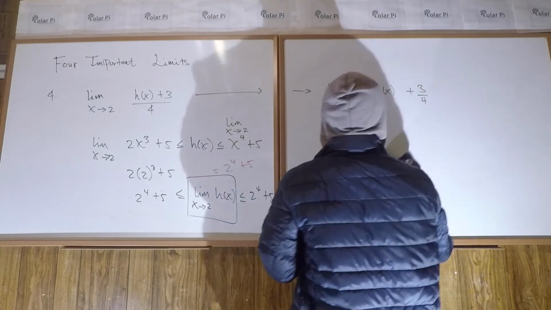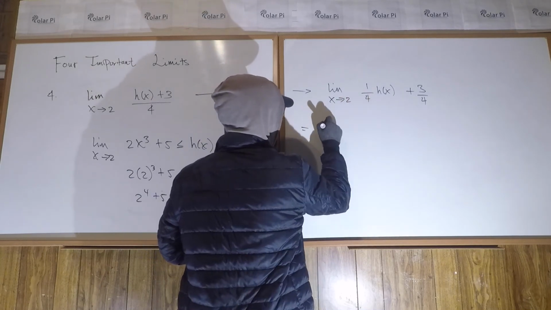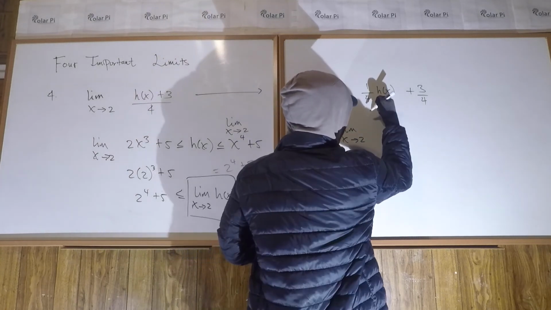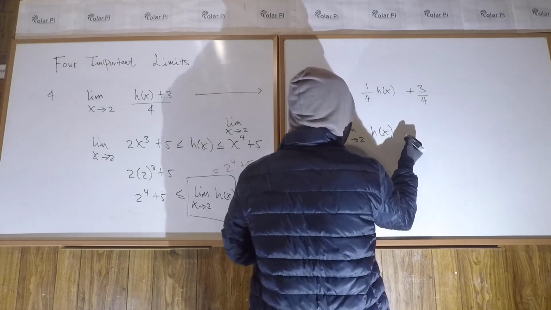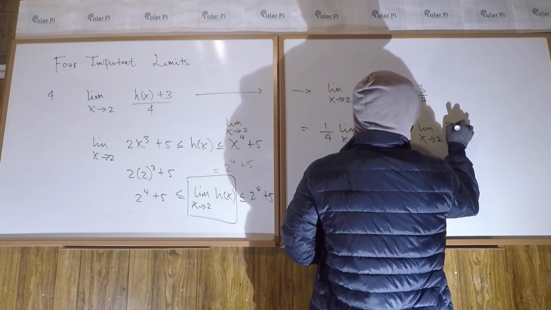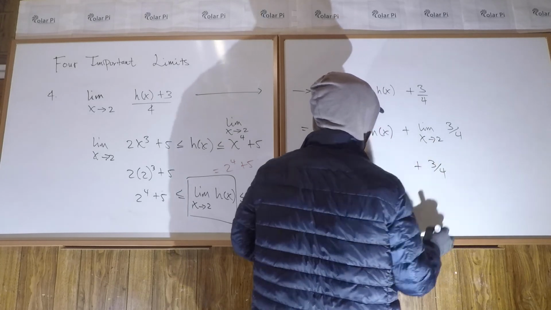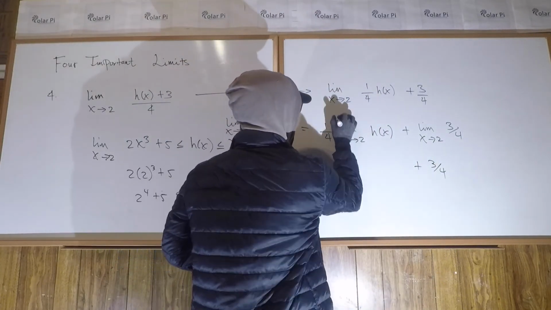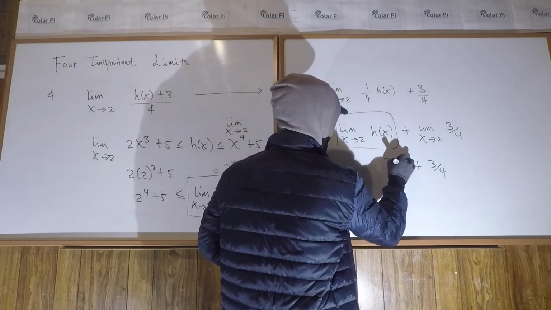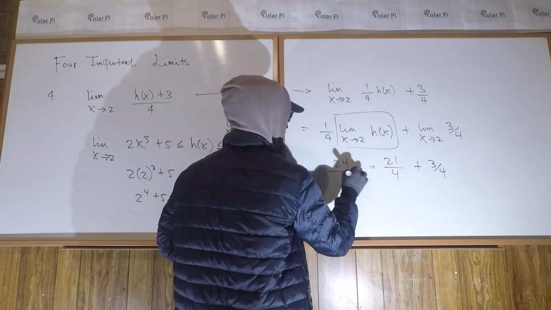And again, applying limit properties, we can take the constant out in front of the limit: 1/4 times the limit as x goes to 2 of h of x, plus the limit as x goes to 2 of 3/4. That's a constant, so as x goes to 2 it still becomes 3/4. And this fella, we already have him. He is 21. So we have 21 times 1/4, plus 3/4. That makes 24 over 4.